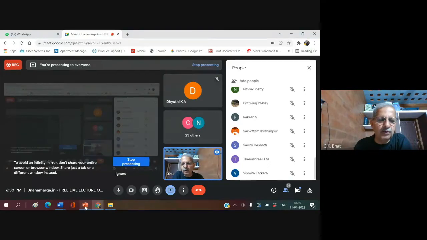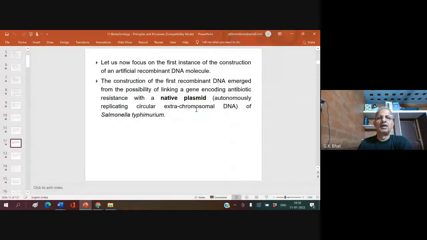What is that point? The construction of the first recombinant DNA emerged from the possibility of linking a gene encoding antibiotic resistance with a plasmid. I was telling about extrachromosomal DNA. What do you mean by extrachromosomal DNA? It is the DNA present outside the chromosome. Outside the chromosome, DNA is present inside the mitochondria.